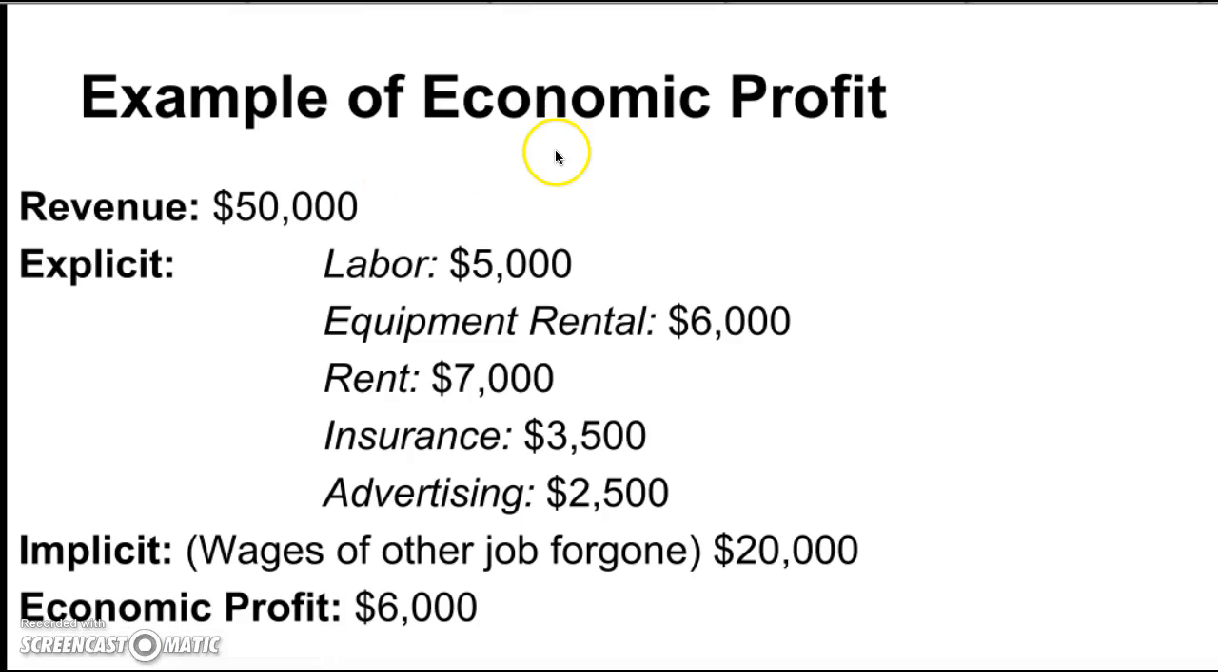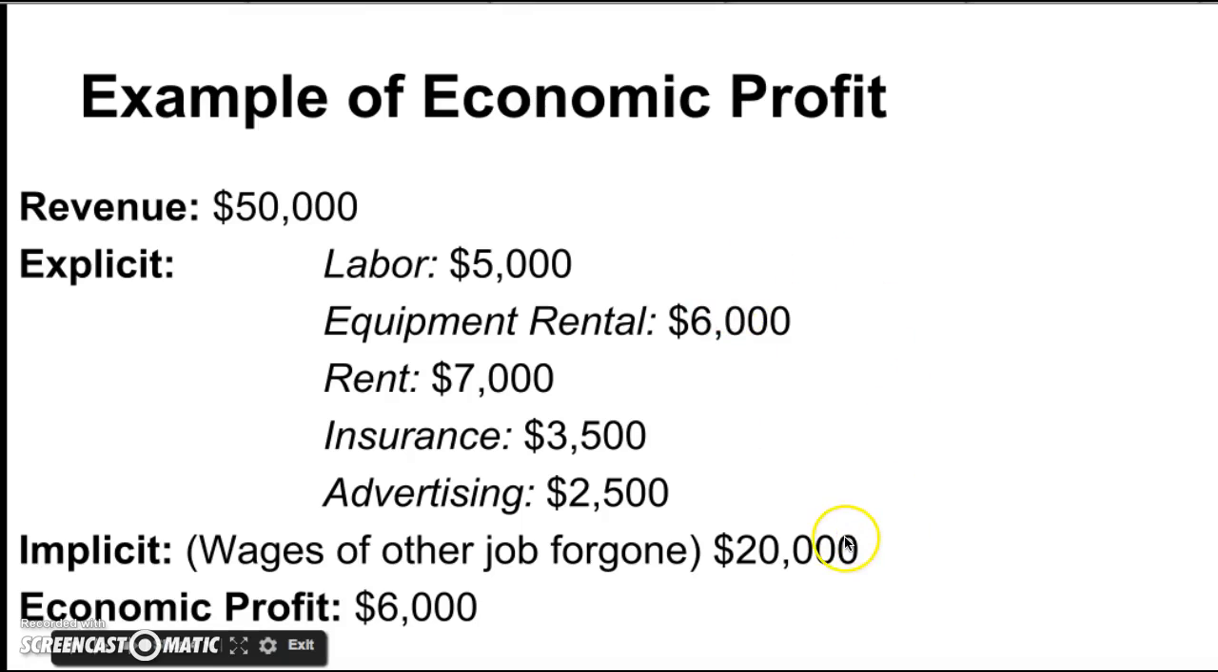Now to look at an example of economic profit, we will look at the same problem with the revenue the same and the expenses, also known as the explicit costs, all being the same. So all of this was totaled to $24,000 on the last slide. Now, for economic profit, we have to take into consideration the implicit costs, which is the wages of another job foregone. So let's just say a job at Walmart for a year would give us $20,000.